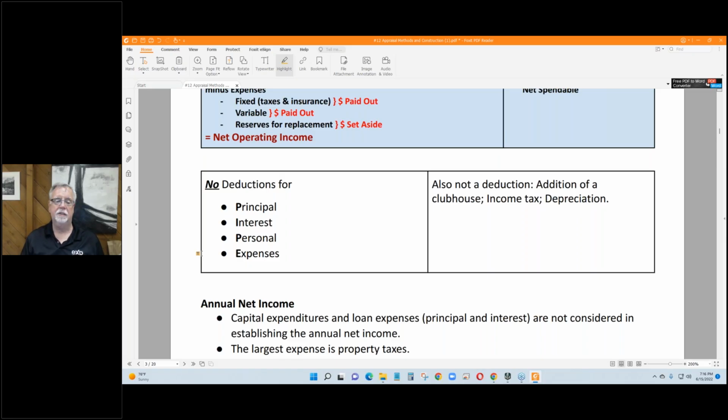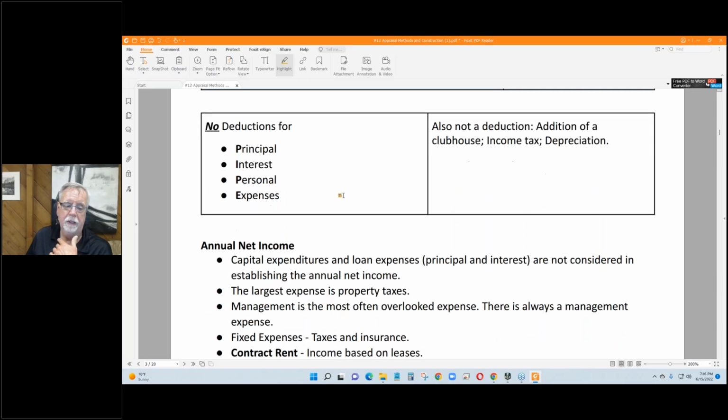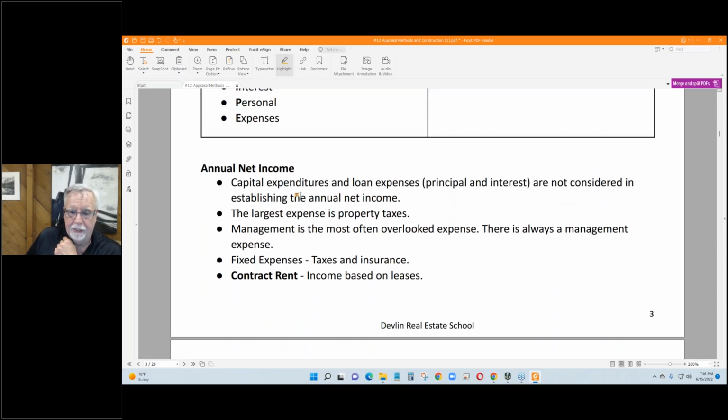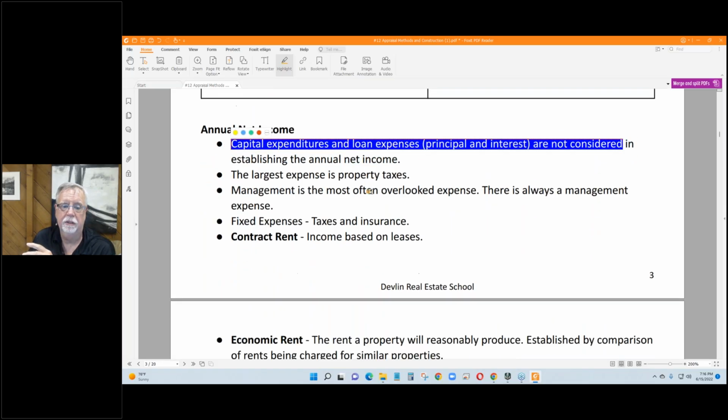There are questions on the exam. What about income tax? It's not a deduction. What about depreciation? Not a deduction, right? Not for the income approach. Adding a clubhouse, that's not a deduction, right? As an expense, it's a capital thing, a capital improvement. So for annual net income, capital expenditures are not considered. I already covered that.